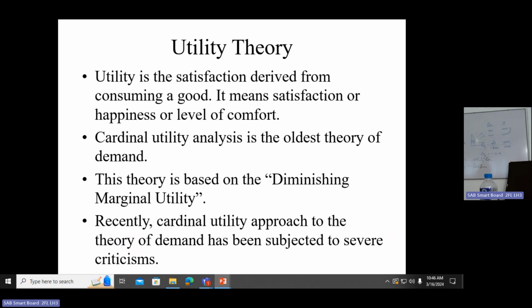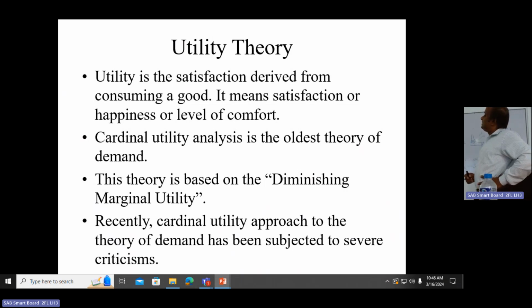By consuming. That's it. Now, we consume goods or services in order to be happy, or in order to have a more comfortable life. So that is the satisfaction that you derive by consuming goods or services. That is, in broad terms, what you can call utility. In economics, we use this utility concept.